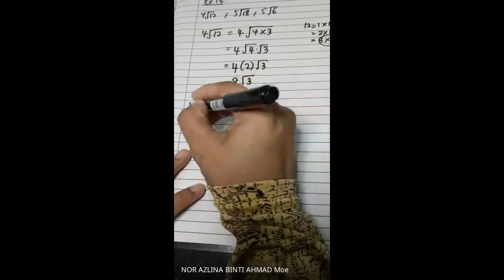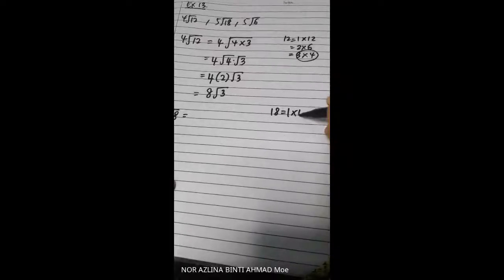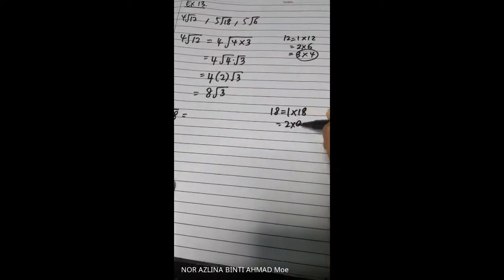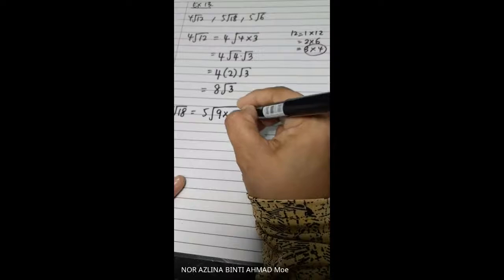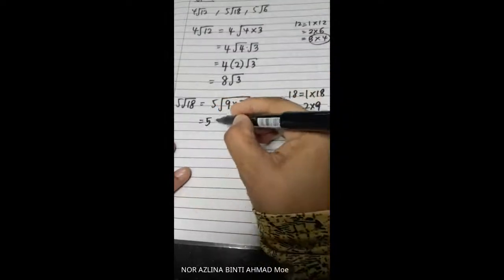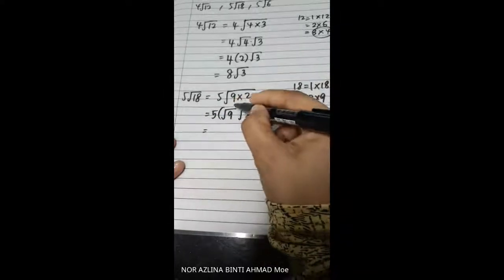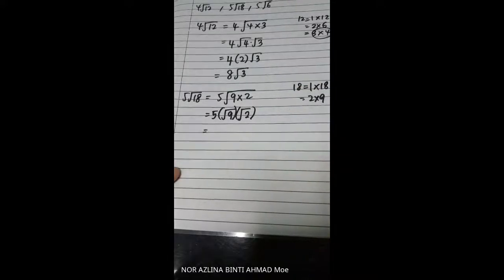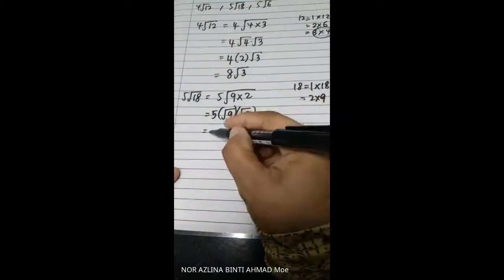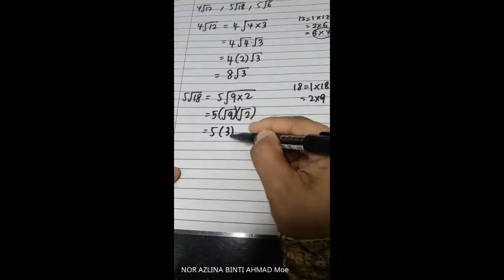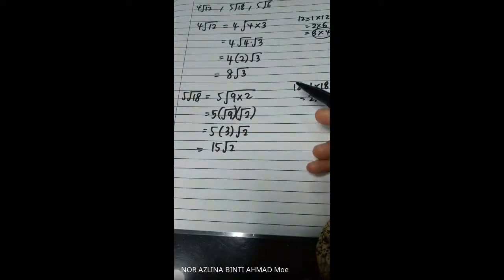Second, 5 square root 18. So now 18. 18 is 1 multiply 18. Next, 2 multiply 9. 9 is a perfect square, so we can use 9. This is 9 multiply 2. So this is 5 square root 9 and square root 2. Brackets also mean multiplication, a dot also means multiplication. If I don't write the multiply symbol, or I use brackets, it is still multiplication. Square root 9 is 3 and this is square root 2. So 5 times 3 is 15 square root 2.